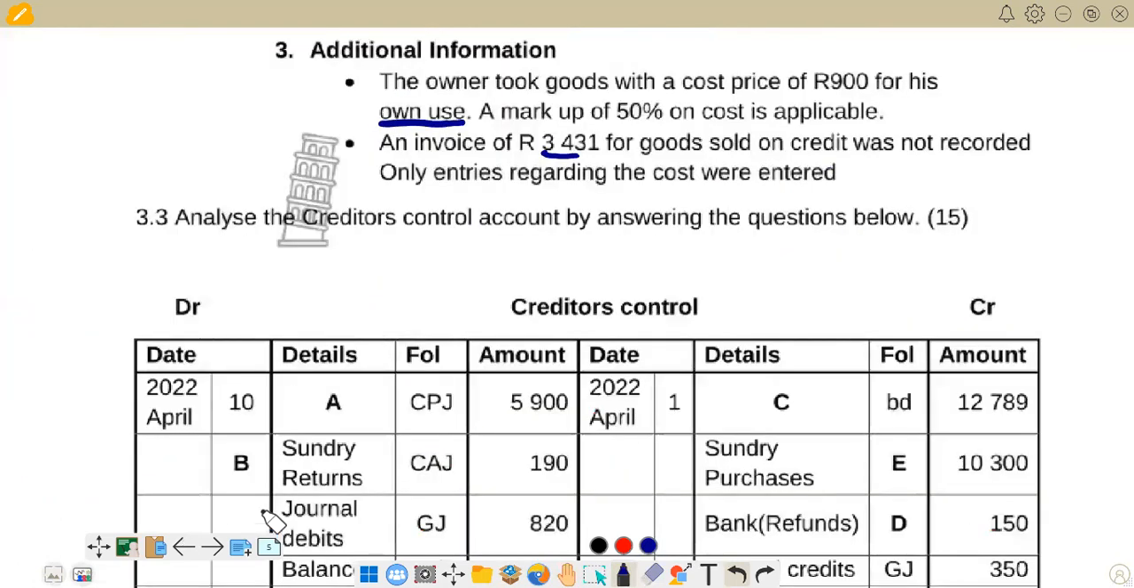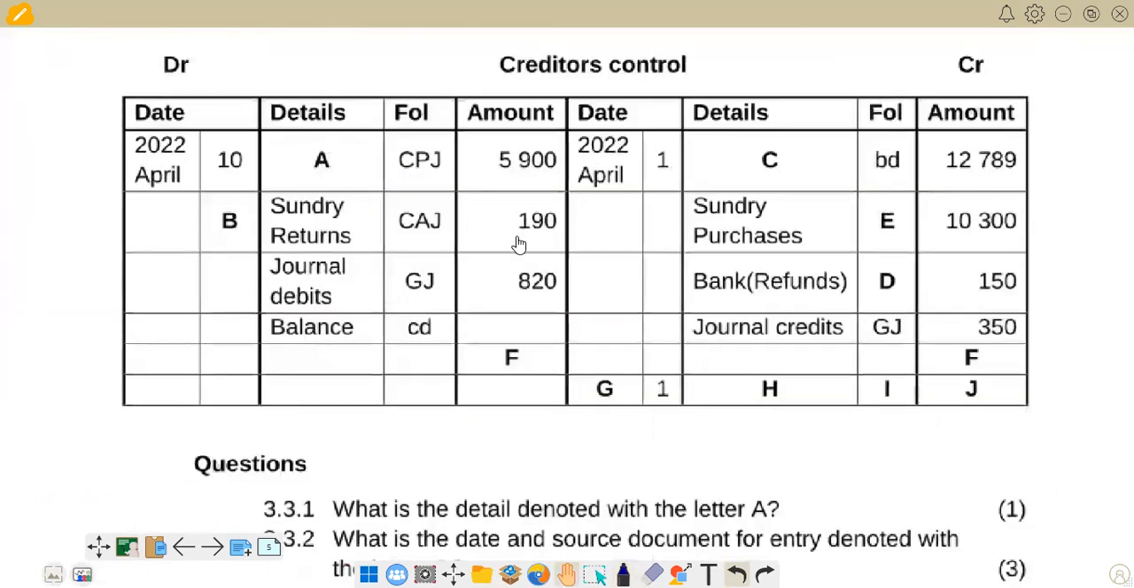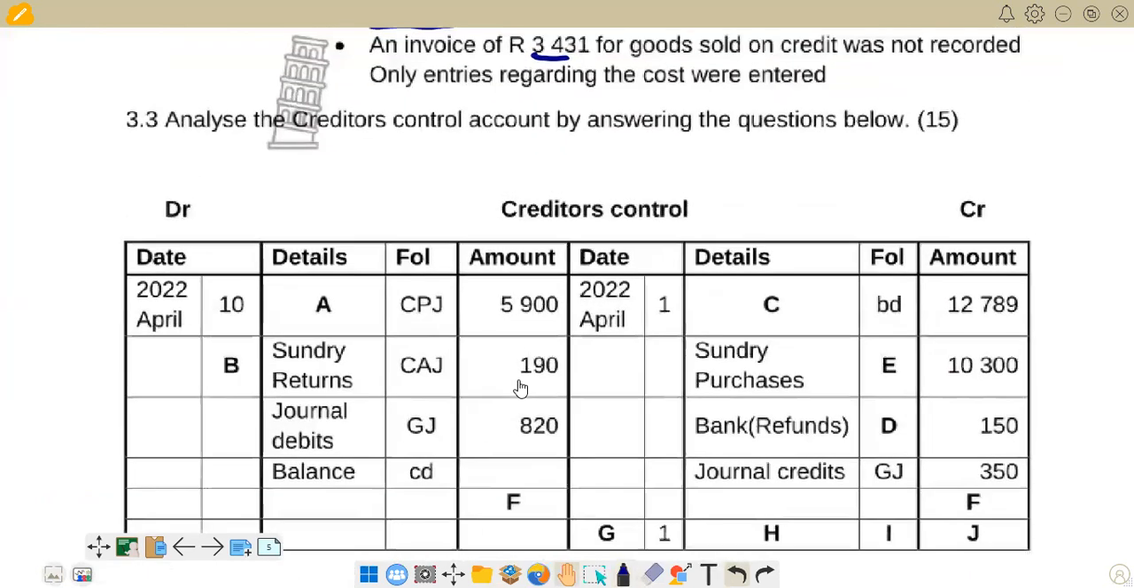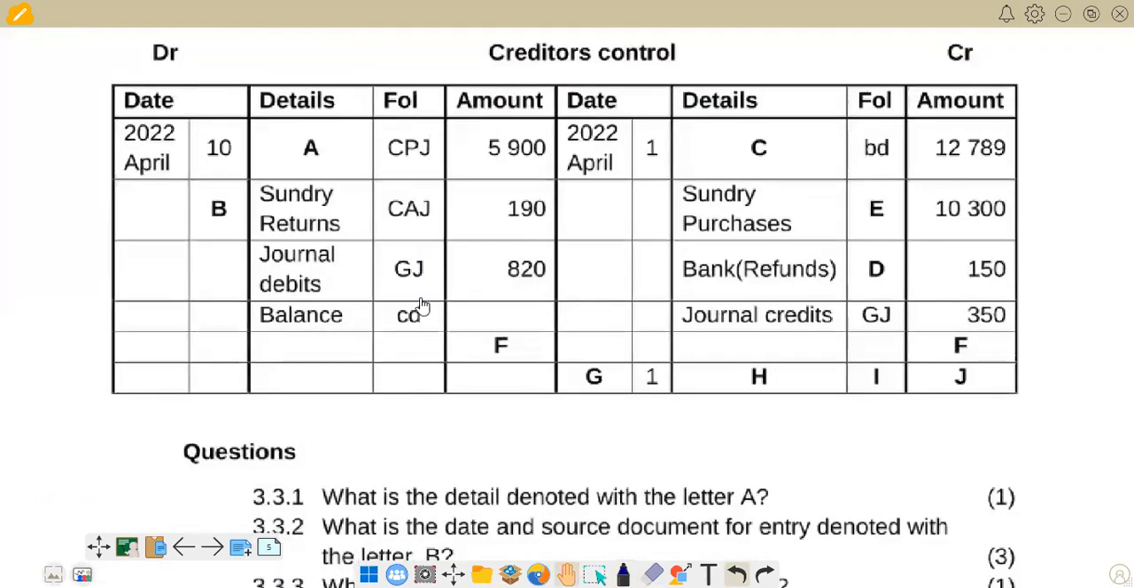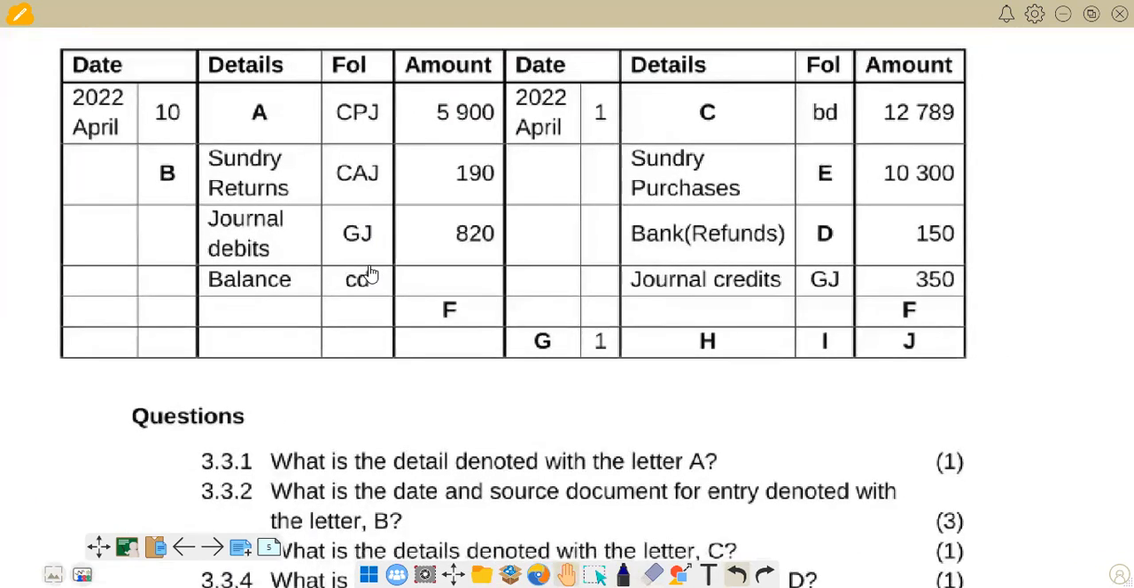We've got another question on 3.3. The question is saying, analyze the creditors control account by answering the questions below. And we have got the creditors control. So this is the creditors control that we have. Then questions are following. What is the detail denoted with the letter A here? A, what does it represent? That is the question on 3.3.1.